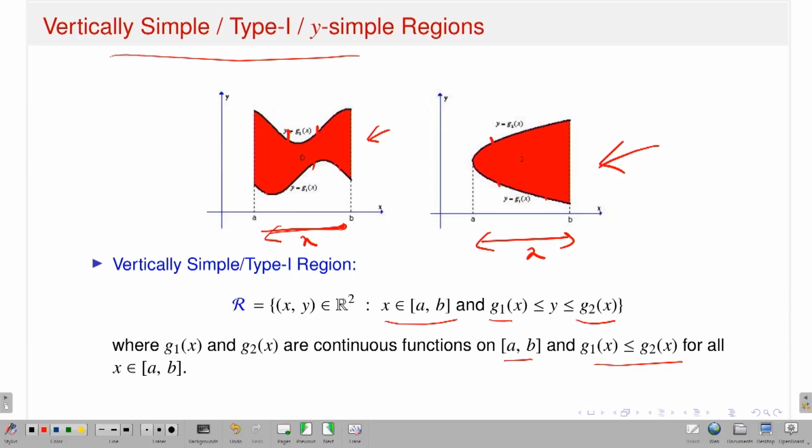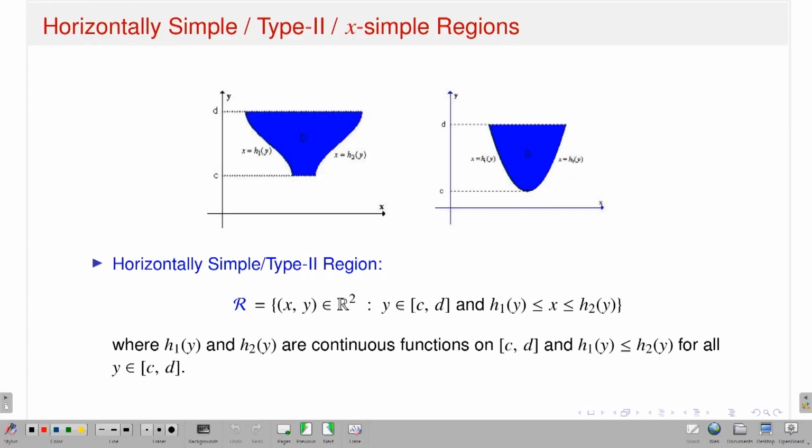Now, by symmetry, you can say that instead of keeping the x variable fixed in the interval [a, b] and y varying from g1(x) to g2(x), suppose I keep the y variable fixed in the interval [c, d], and suppose x varies from h1(y) to h2(y). Can we talk about that sort of domain? The answer is yes, you can also talk about those sort of domains, which are called horizontally simple domains.